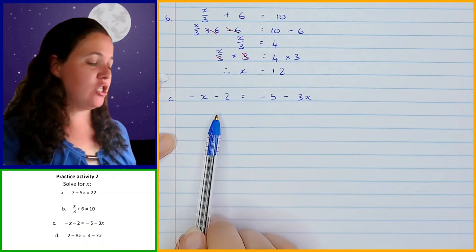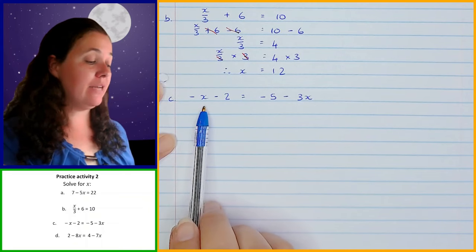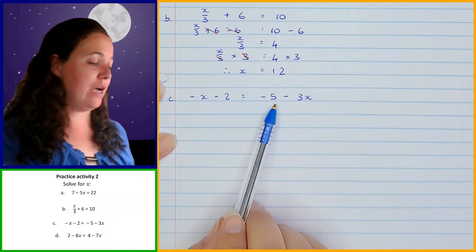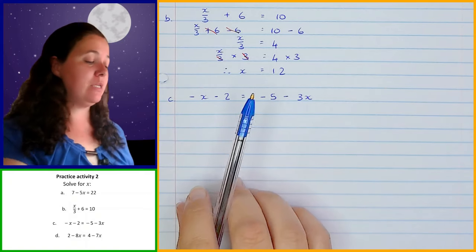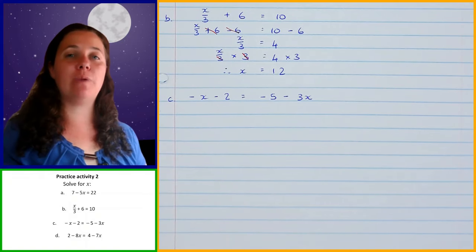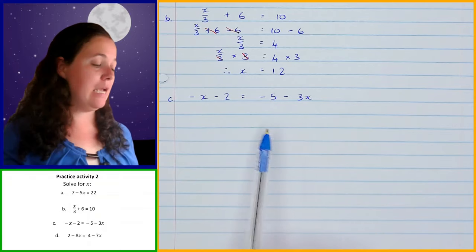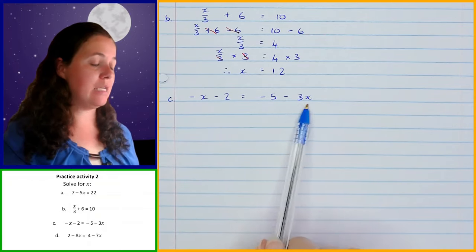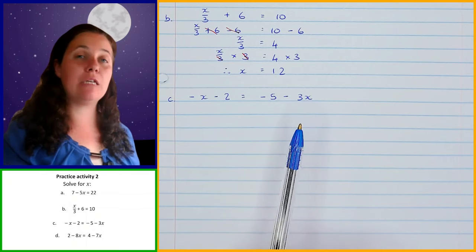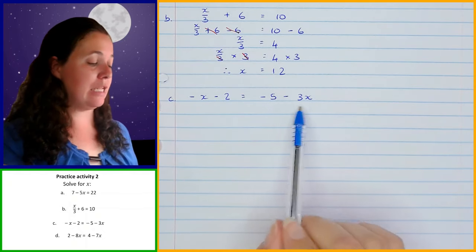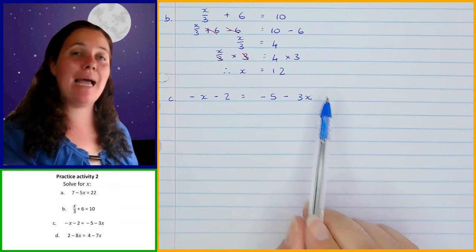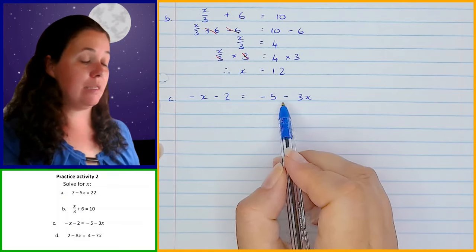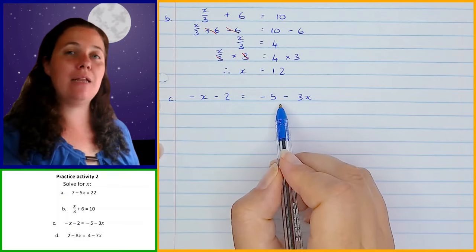Okay, question C, we've got negative x minus 2 equal to negative 5 minus 3x. So the first thing we need to do here is I'm going to make sure that I get rid of any x's that are not on the left-hand side. Okay, so I've got over here a negative 3x, which is on the right-hand side, so I want to get rid of that. So to cancel out that negative 3x, I'm going to add 3x, okay, because it's got subtraction here, and the inverse is addition.